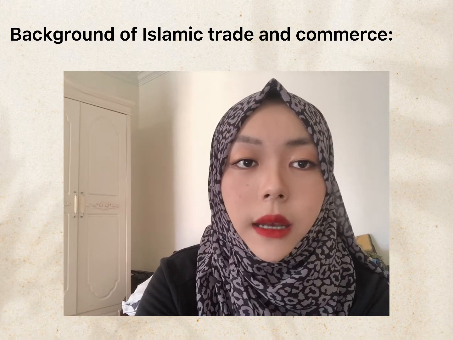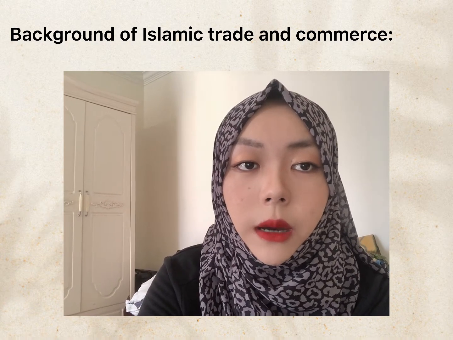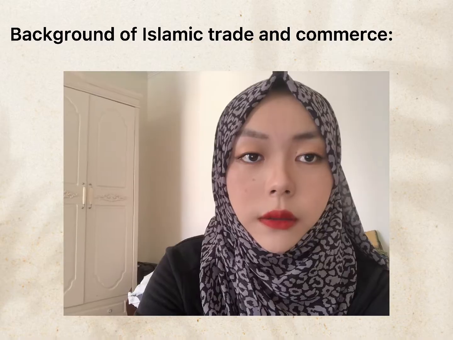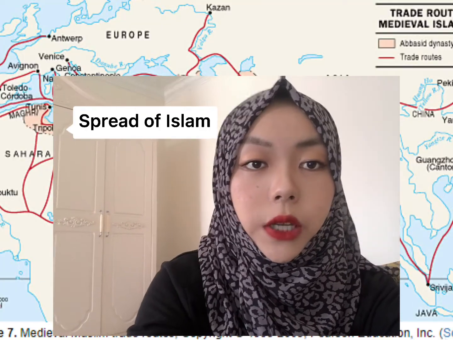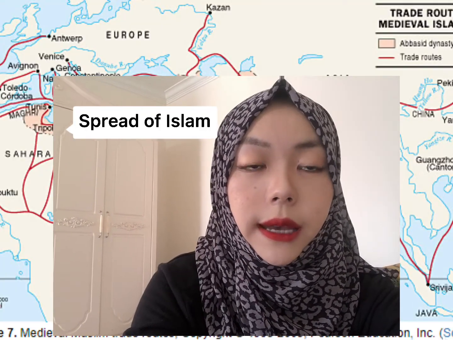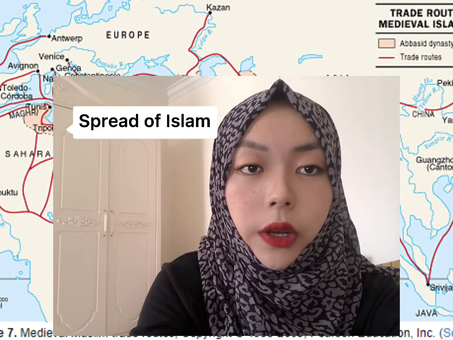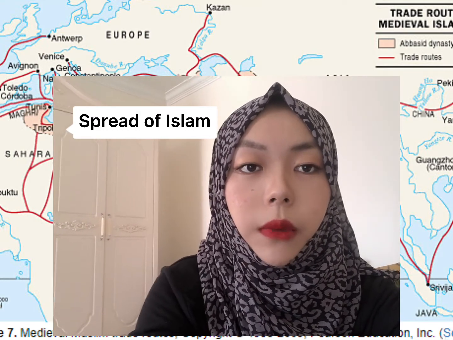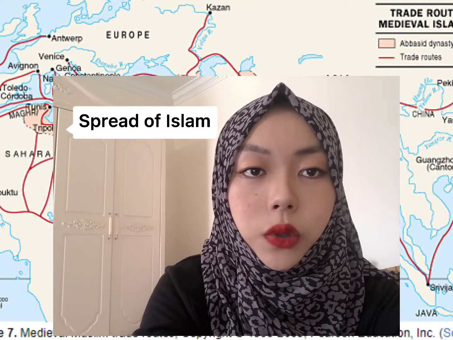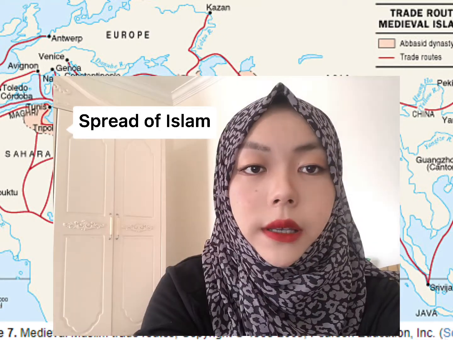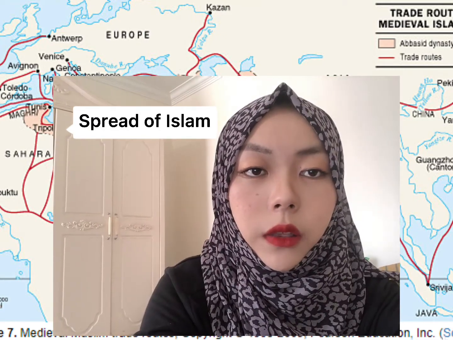After that, many Muslim markets became very rich and powerful. The expansion of trade and commerce had a direct impact on the spread of Islam. Muslim merchants brought their religion to West Africa, where Islam quickly spread throughout the region.